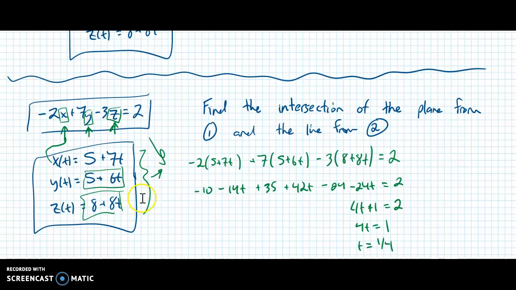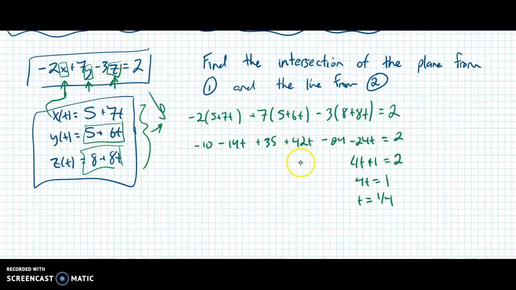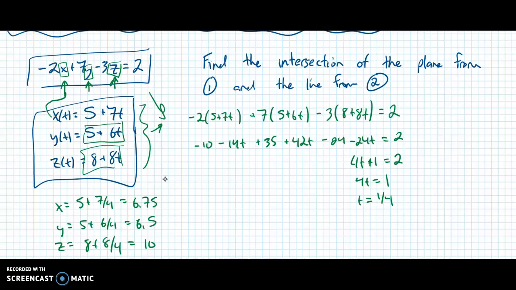So from there, all I've got to do is plug in t equals 1/4 to this. If I do that, I get x equals 5 plus 7/4, which comes to be 6.75, or you could leave it as a fraction if you want. y is 5 plus 6/4, which is 6.5. And then z is equal to, what is z equal to here? 8 plus 8/4, which, that's nice, it's just 10. So that's my point. It is 6.75, comma 6.5, comma 10.